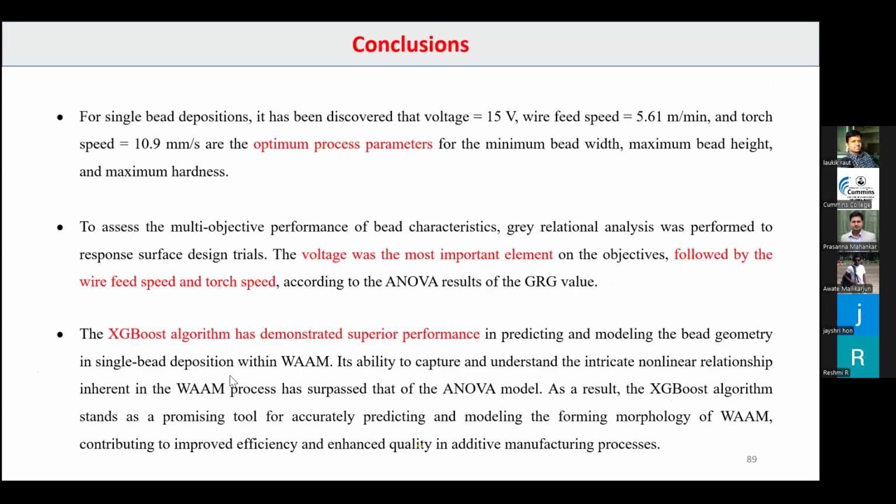Then to assess the multi-objective performance of bead characteristics, Gray relational analysis was performed to know the contribution of each parameter, that is voltage, wire feed speed, and torch speed. So what we know is that voltage was the most important parameter, followed by wire feed speed and torch speed. Then I have applied the XGBoost algorithm, and that demonstrates superior performance in predicting and modeling the build geometry in single bead deposition within WAAM. So we can use these techniques. There are different algorithms that we can use to predict the output parameters.